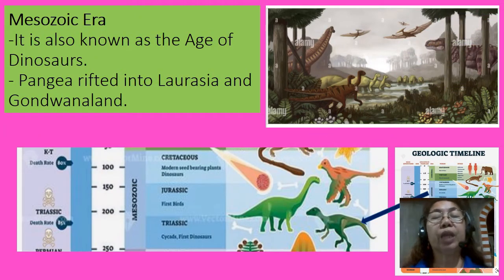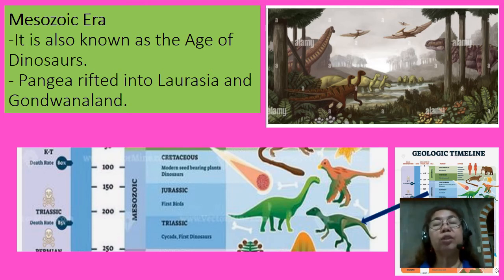Mesozoic era. Climate during this time was mild. Palm-like trees and cone-bearing trees appeared. The first dinosaurs came into life during the Triassic period. Then it was followed by the Jurassic period, wherein large lizards or dinosaurs were very common. Then Archaeopteryx or the early bird came into life. It is said to be the time when Pangaea rifted or broke into Laurasia and Gondwanaland.